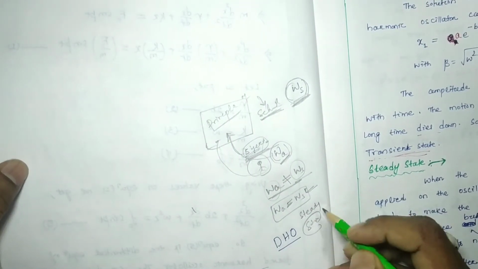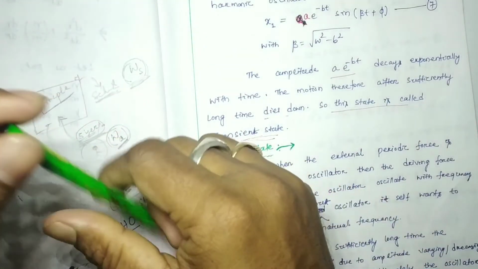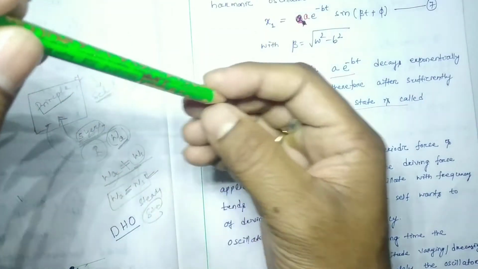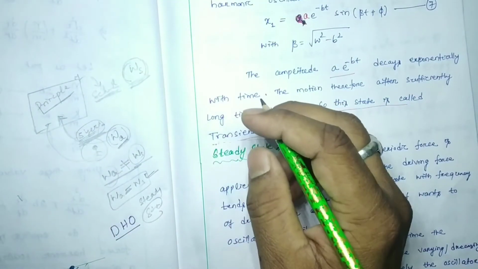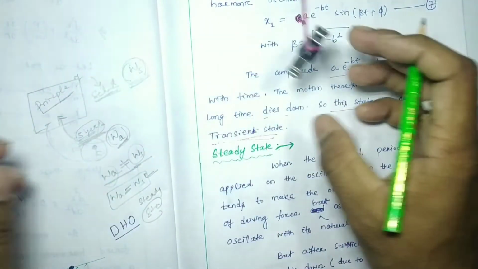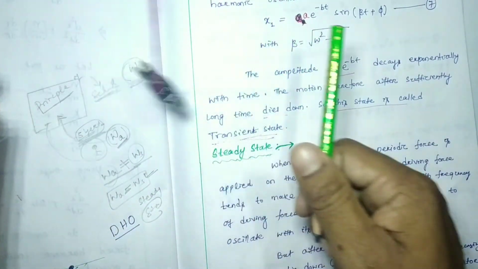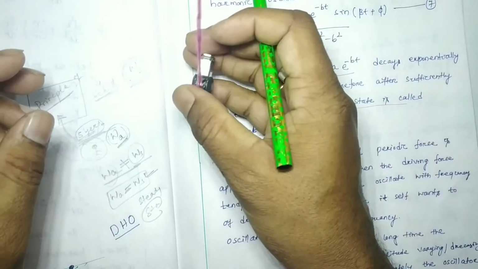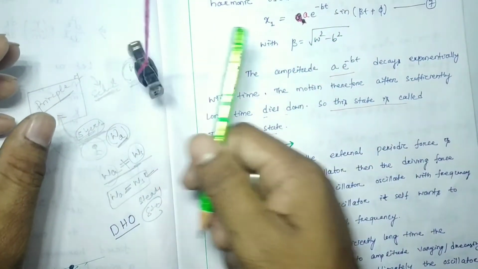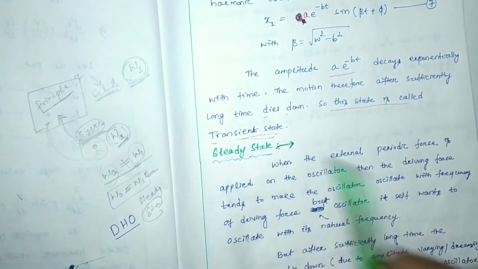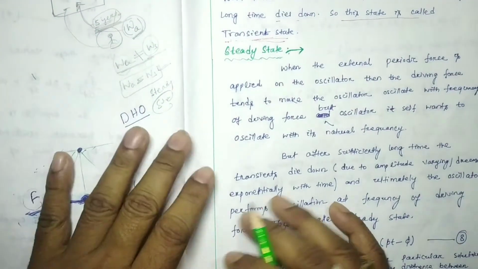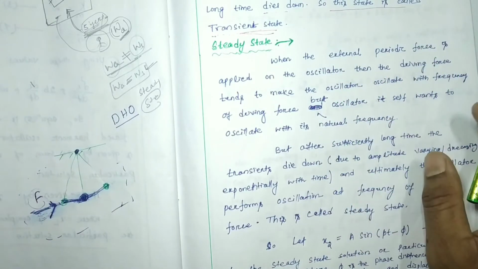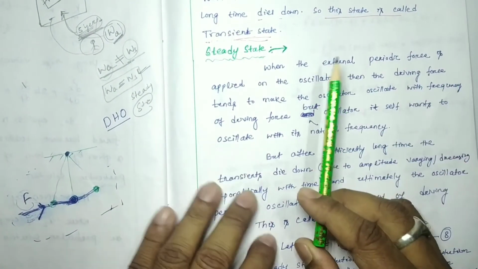Steady state. I have given one example: whenever I apply an applied force, the system is initially oscillating with its own frequency. When I suddenly apply the force with another frequency, it could not obey or accept it, but after some time it will accept. The same thing I have written over here. About the steady state, I am just reading, you just watch, and also you have to pause the video and write down the note, which will be essential from the exam point of view.